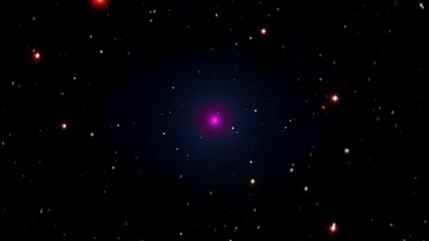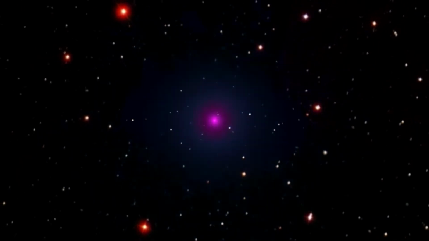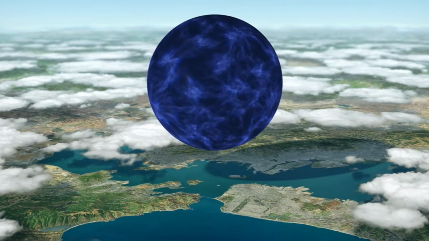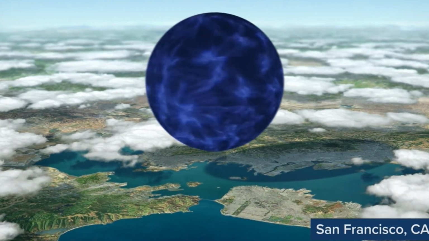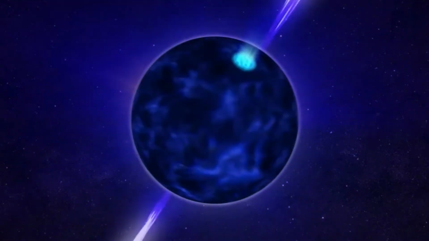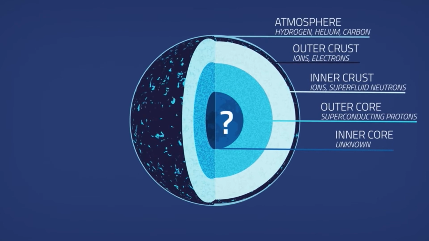Once formed, they no longer actively generate heat and cool over time. However, they may still evolve further. Neutron stars that can be observed are very hot and typically have a surface temperature of about 600,000 Kelvin. A neutron star is an extremely dense object. A single cubic centimeter of a neutron star weighs about 400 million tons.